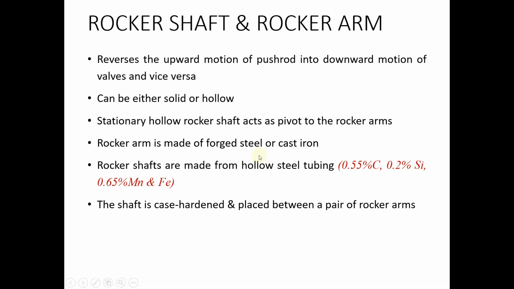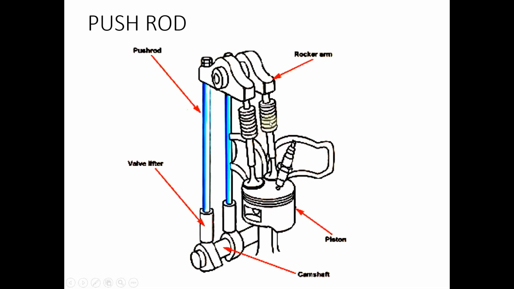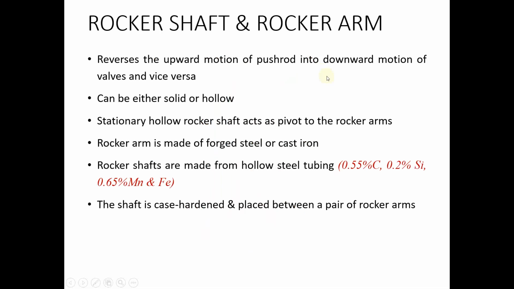Then we have the rocker arm and the rocker shaft. The rocker shaft is the shaft that is passing through the center of this rocker arm. It acts as the pivot, and the rocker arm acts as the lever mechanism. So one shaft that is passing through the center of the rocker arm is the rocker shaft.